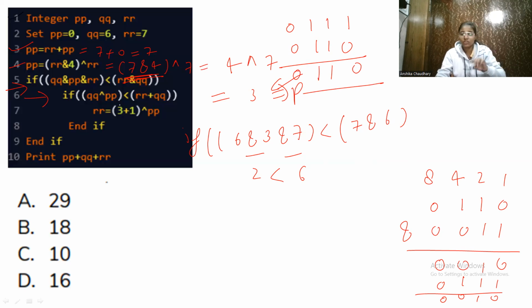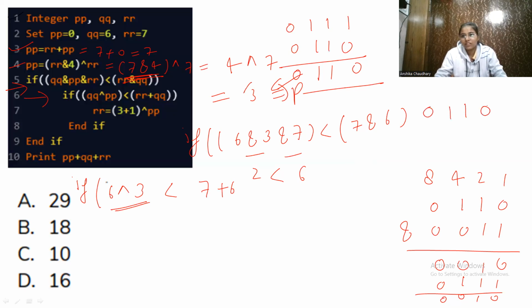Again we need to check for the condition: QQ XOR PP. So what is the value of QQ? 6 XOR PP. PP value was 3, because PP was updated, is less than RR plus QQ. So RR value was 7 plus QQ value was 6. So 6 XOR 3. First of all, let's convert them into binary, then check.